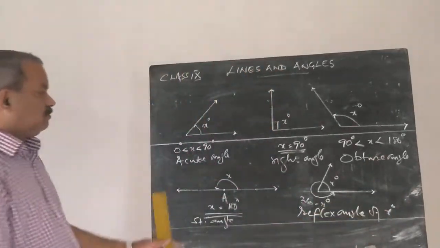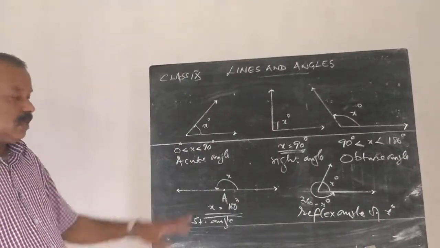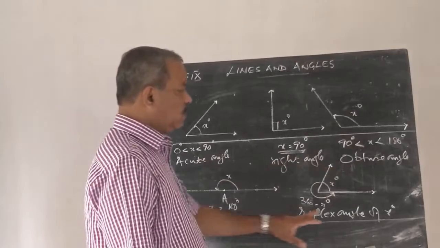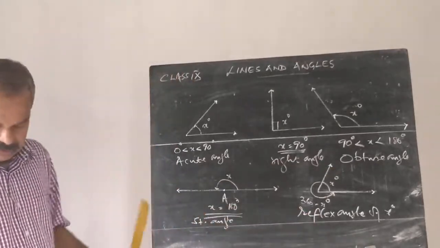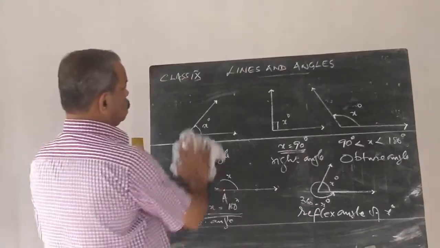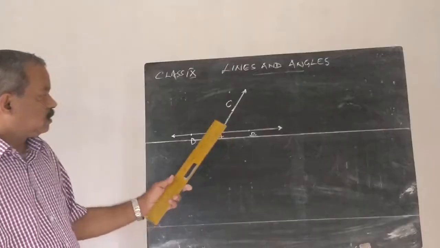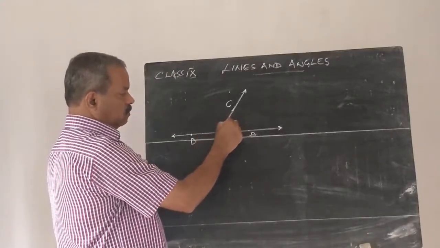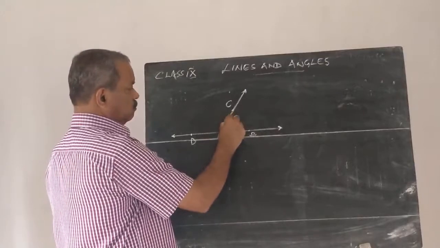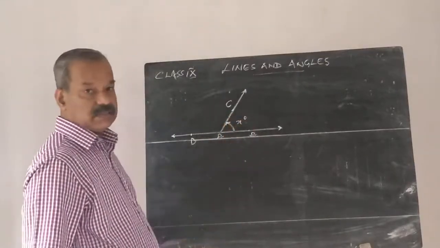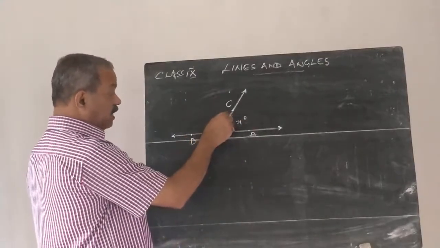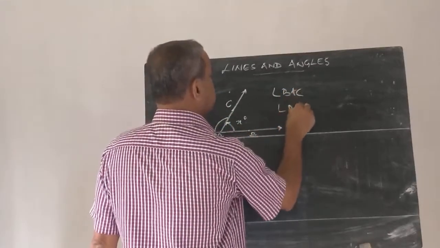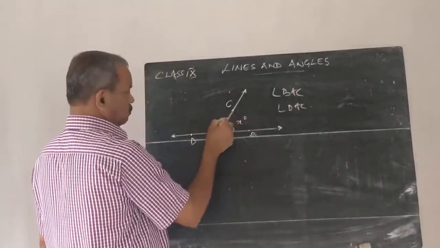Now, what are the different kinds of angles? Acute angle, right angle, obtuse angle, straight angle, and reflex angle. Now, in this figure, what are the different angles marked here? Angle BAC, let us measure it as x degrees, and angle DAC.